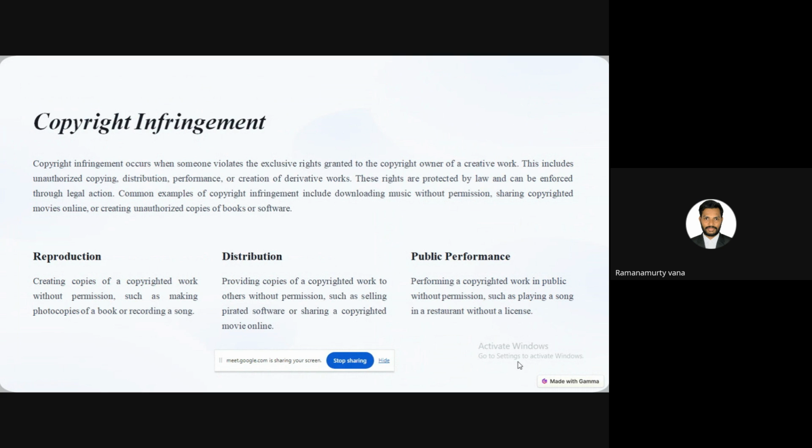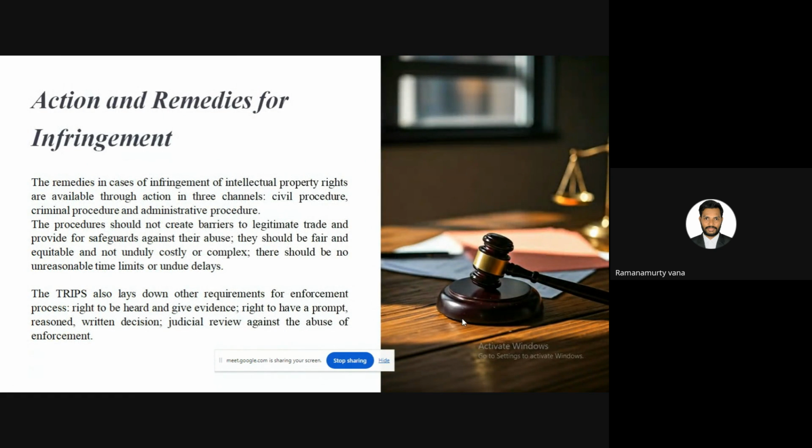Some of the copyright infringements are reproduction, distribution, and public performance. Now, actions and remedies for infringement. What actions and remedies can you take for infringement? As I mentioned yesterday, there are three channels of remedies: civil procedure, criminal procedure, and administrative procedures to deal with the infringement of intellectual property rights.